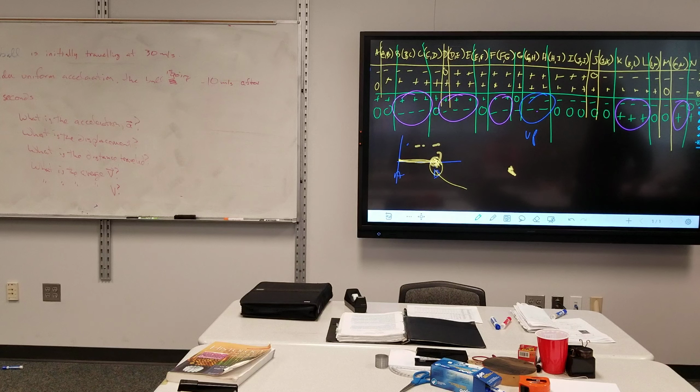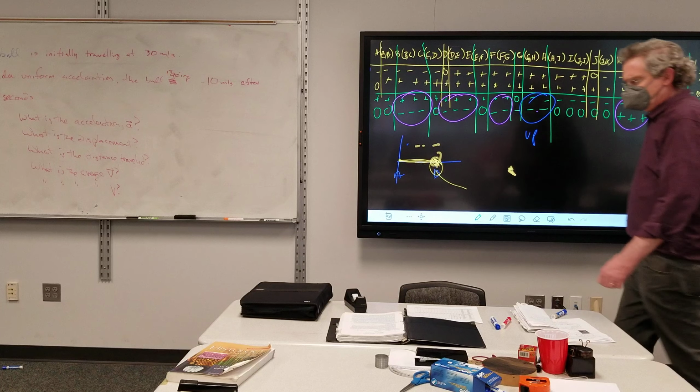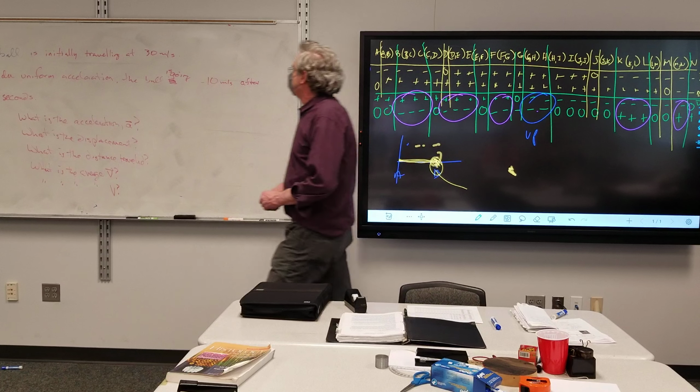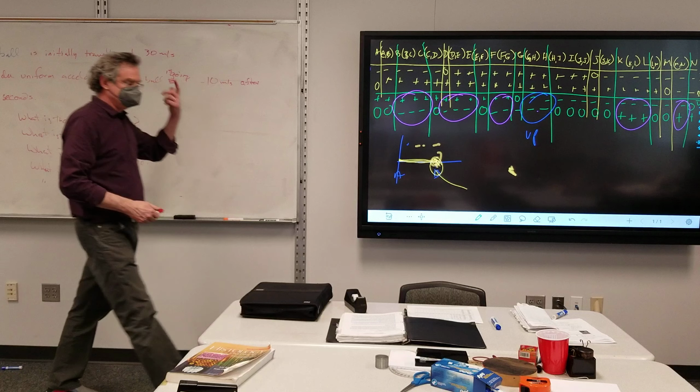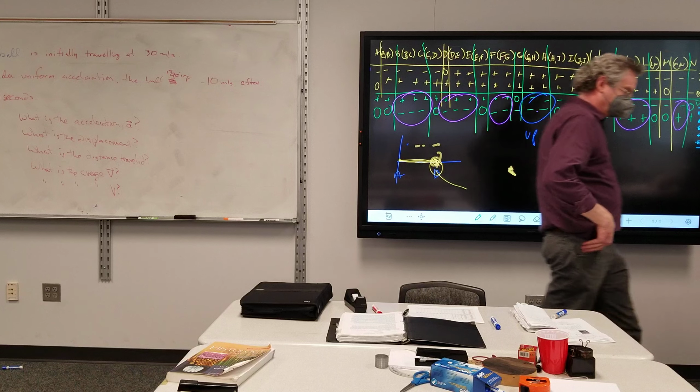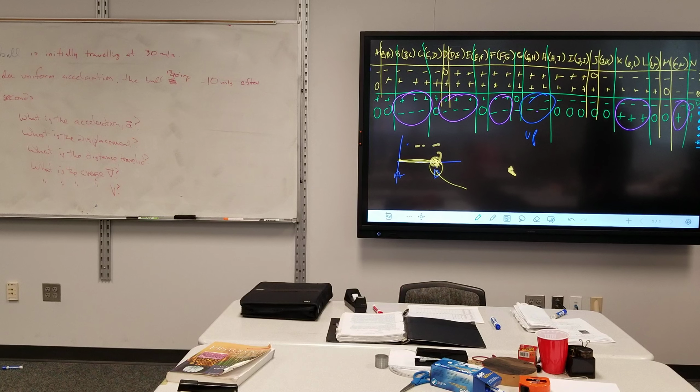So, a basic uniform acceleration problem, which means we can use the cake formulas. The ball is initially traveling at 30 meters per second. Under uniform acceleration, the ball is going negative 10 meters per second after 10 seconds. Actually, I'm going to change one of those numbers. Let's make this 8 seconds. I don't like using the same number twice. After 8 seconds, what is the acceleration? What's the displacement? What's the distance traveled? What's the average velocity? What's the average speed?